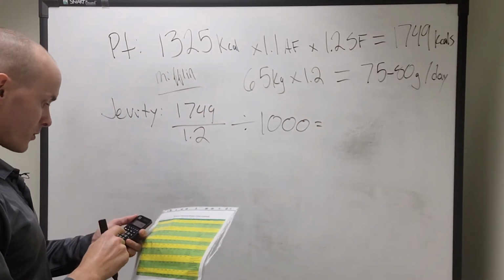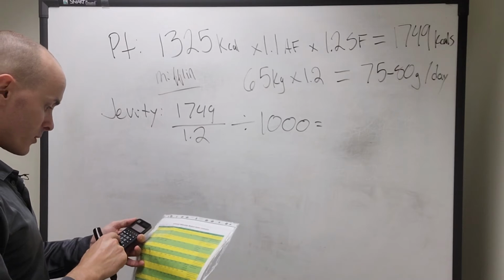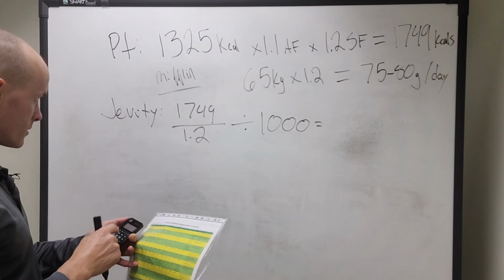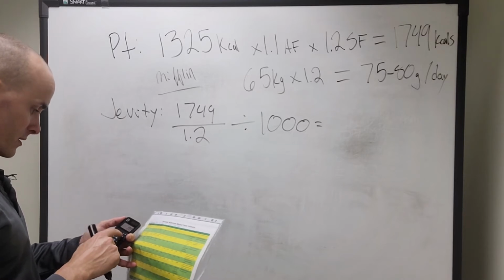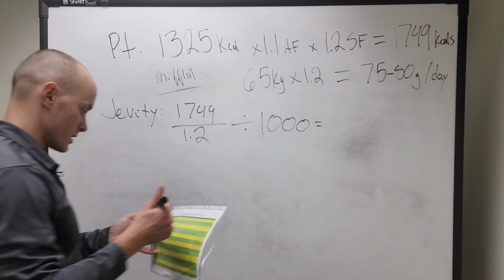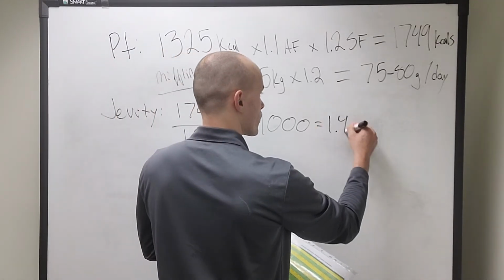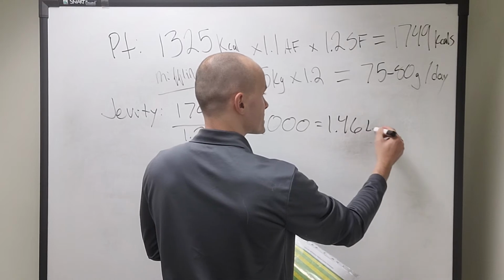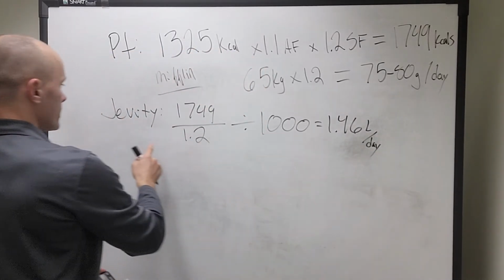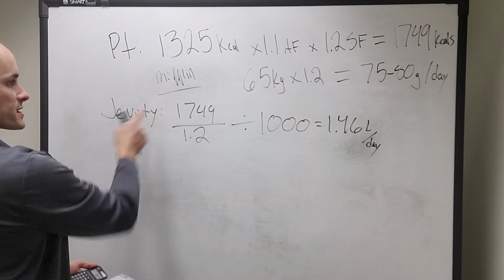So 1748 divided by 1.2 divided by 1,000 gives you 1.46. What this is, that's liters per day of formula that's needed to give this calorie need.